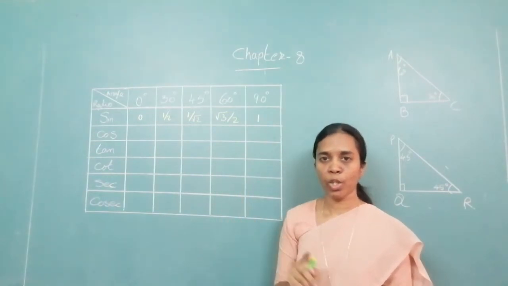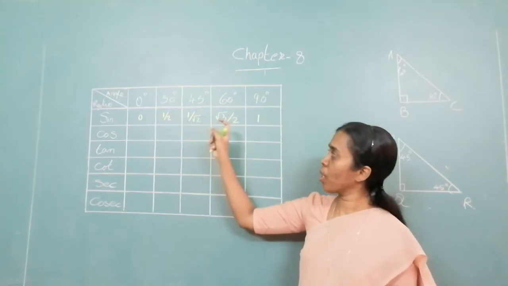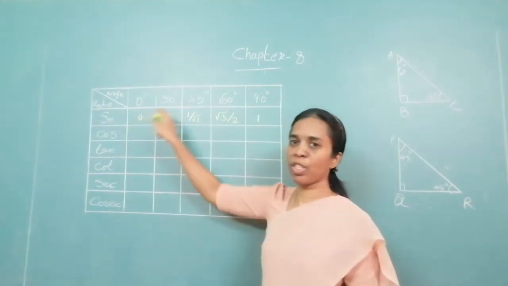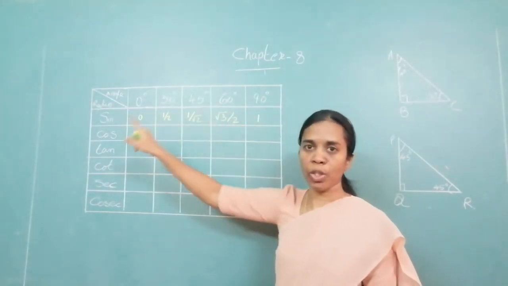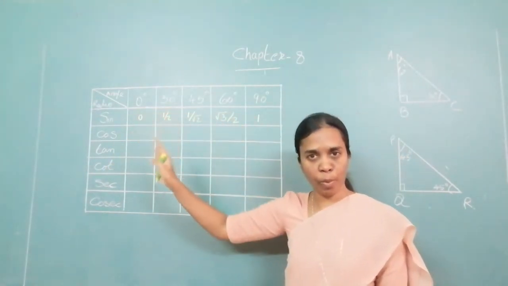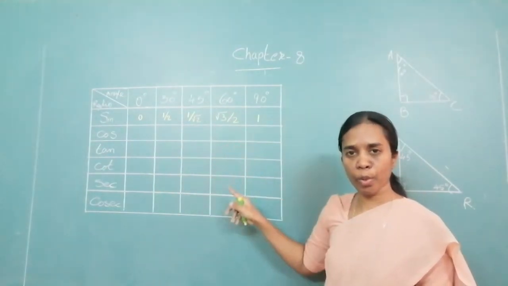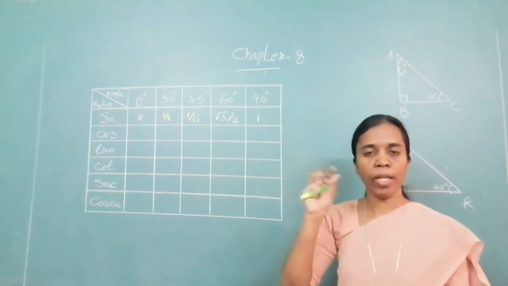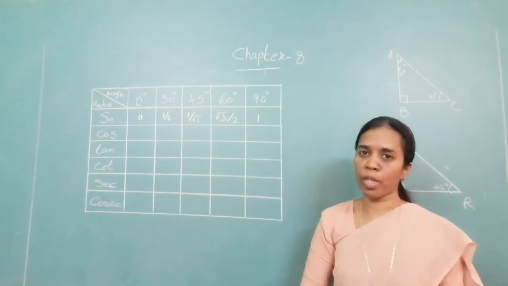What is that? 0, 1 upon 2, 1 upon root 2, root 3 upon 2, 1. So the values are lying between 0 and 1. It is not bigger than 1. Okay, between 0 and 1. So 0, then half. 1 upon 2, 1 upon root 2, root 3 upon 2, 1. This you learn by heart. Just close your eyes, learn by heart.